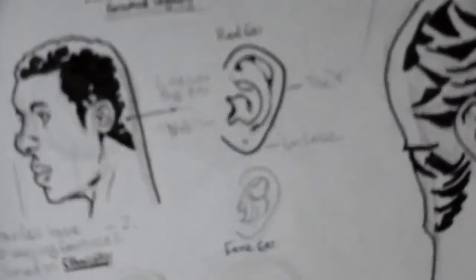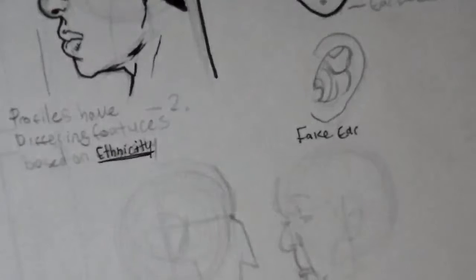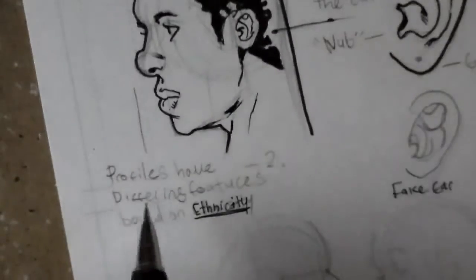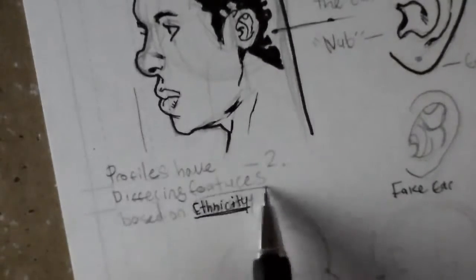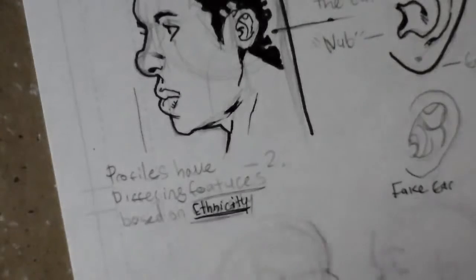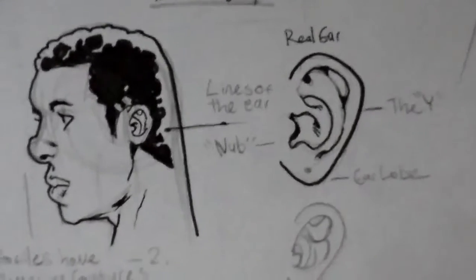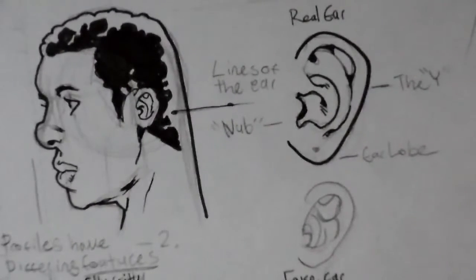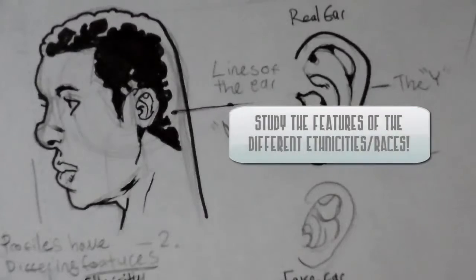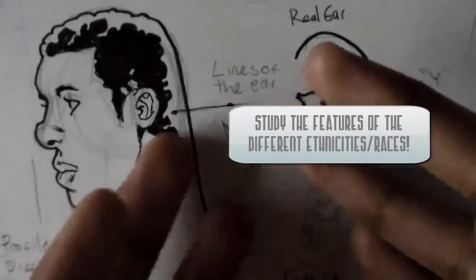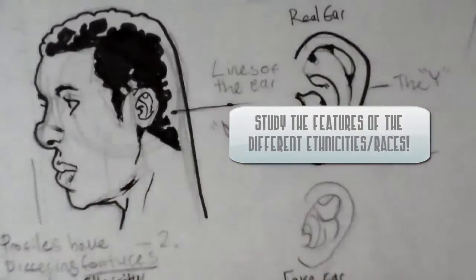So on to the next part. And I cannot stress this enough. Profiles have differing features based on ethnicity. When you look around you, look at different people, you'll see different features that you'll definitely want to incorporate into your stories. And this is important because it adds more realism to your stories and to the characters that you're drawing.